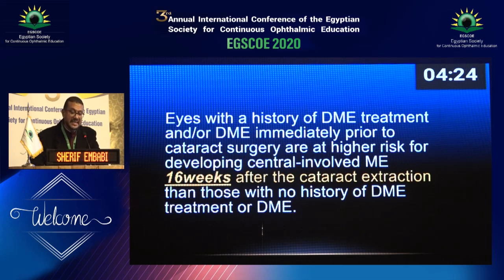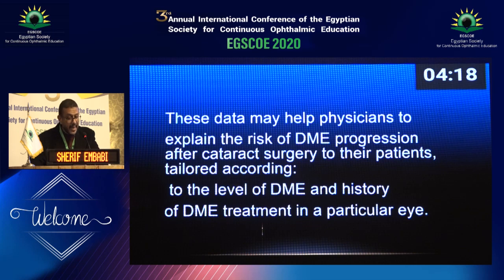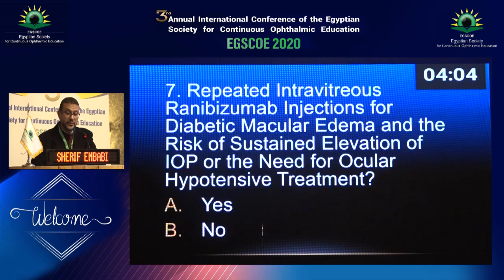When? Usually at 16 weeks after cataract extraction, than those with no history of diabetic macular edema or treatment for diabetic macular edema. These data may help physicians to explain the risk of diabetic macular edema progression after cataract surgery to their patients, tailored according to the level of DME and history of DME. So the patient may develop centrally involved diabetic macular edema about 3 months after the surgery.